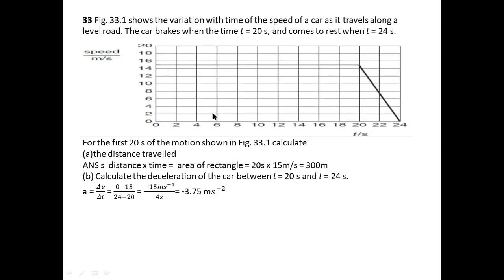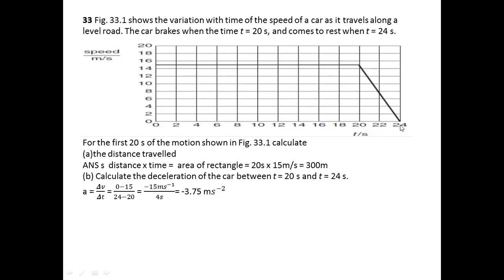So for the first 20 seconds, the shape of the area below this horizontal line is a rectangle. So distance traveled will be equal to what? Area of rectangle, and that is length into breadth. So length is 20 seconds and breadth is 15 meter per second. Answer is 300 meter.